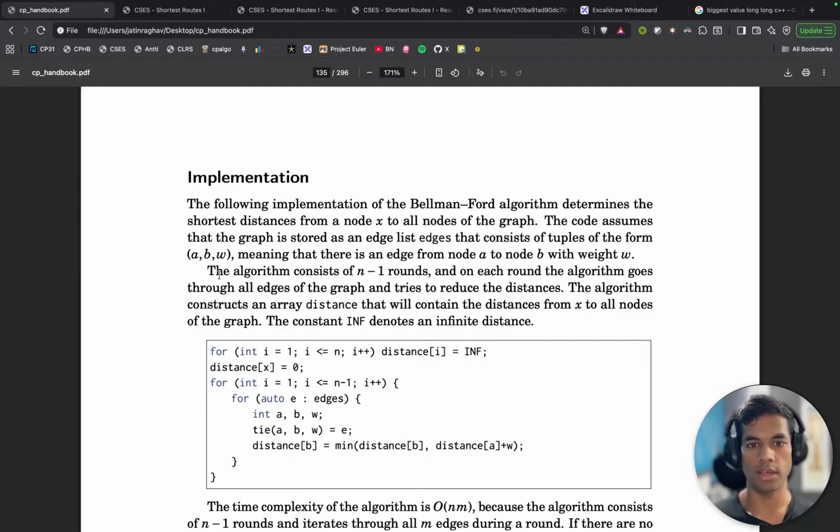Okay, the algorithm consists of n minus 1 rounds. On each round, the algorithm goes through all the edges of the graph and tries to reduce the distance.